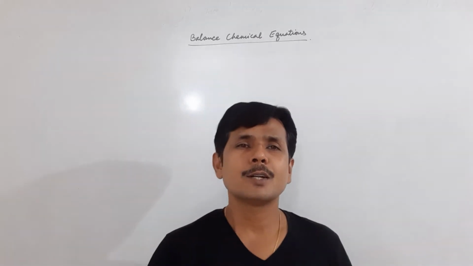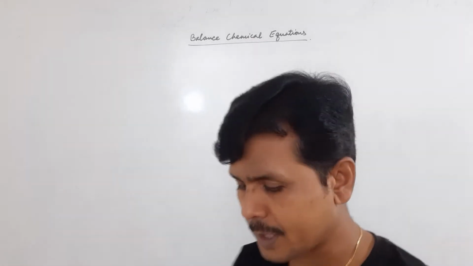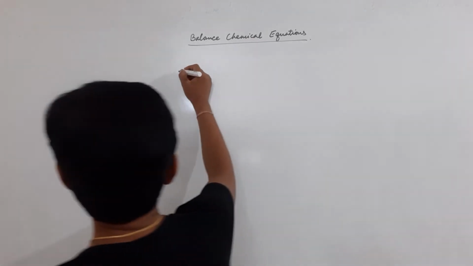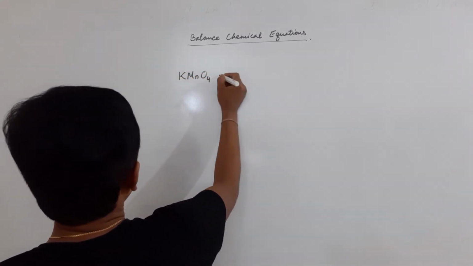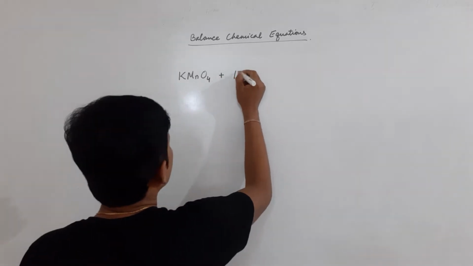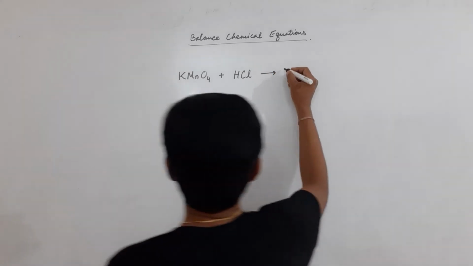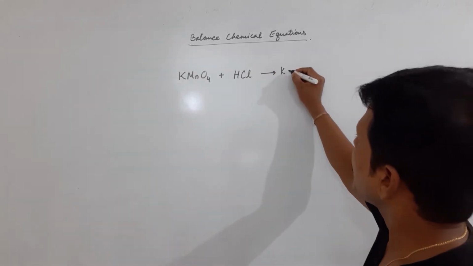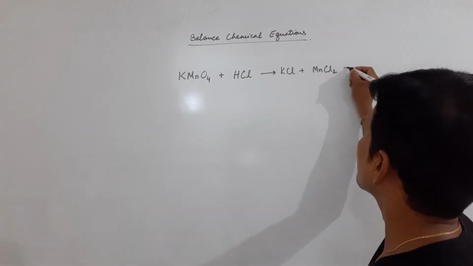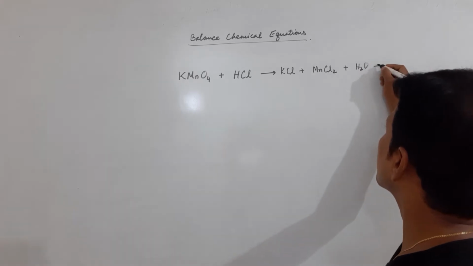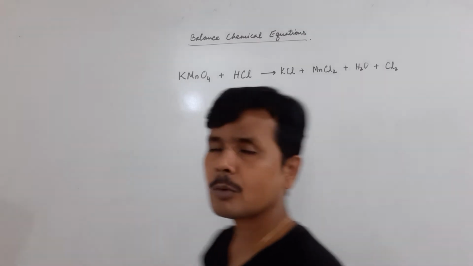Hello students, today I am going to teach you how to balance chemical equations. Okay, let us start with some examples. I have taken potassium permanganate. I am heating it up with concentrated hydrochloric acid over here. So I will get the products potassium chloride plus manganese chloride plus water and chlorine gas, right? Now we need to balance it.